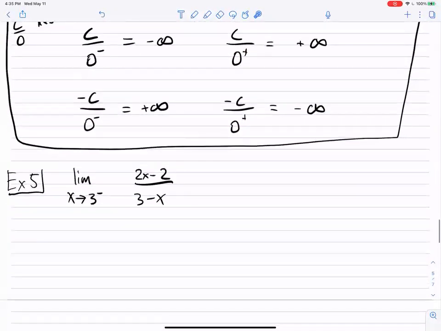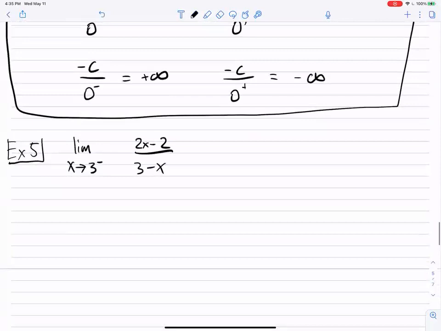And so let's put this into practice. So how do we compute this one-sided limit? Well, let's try plugging in. If you try plugging in, you get 2 times 3 minus 2 over 3 minus 3.